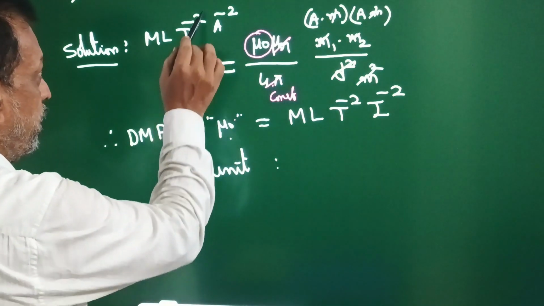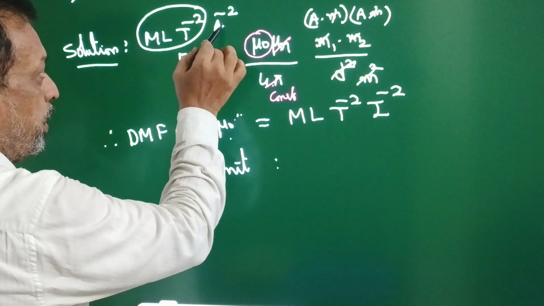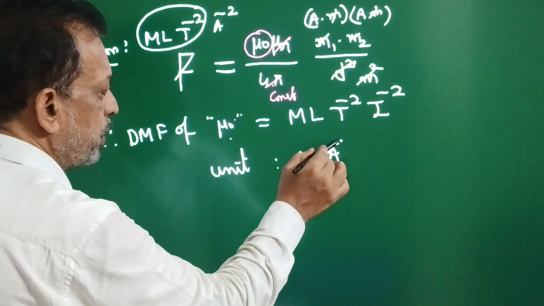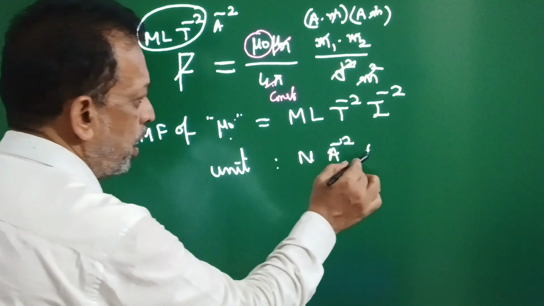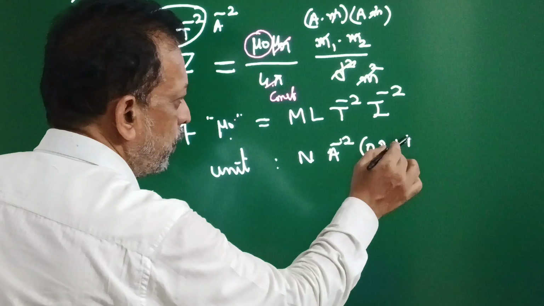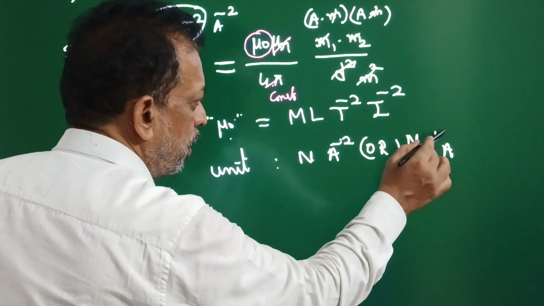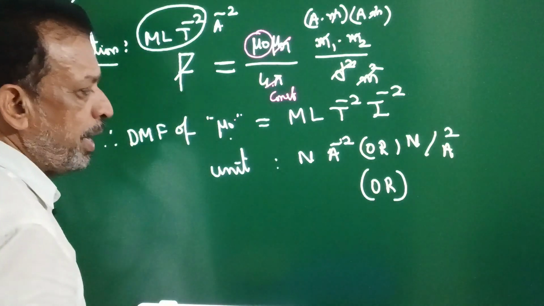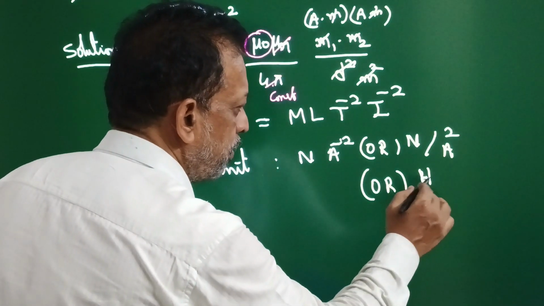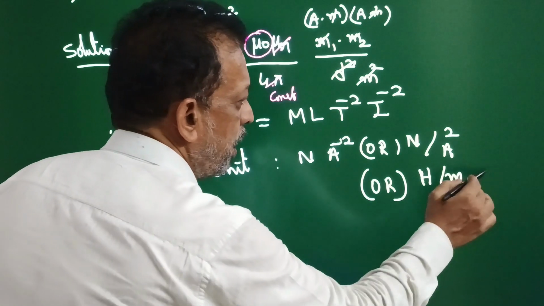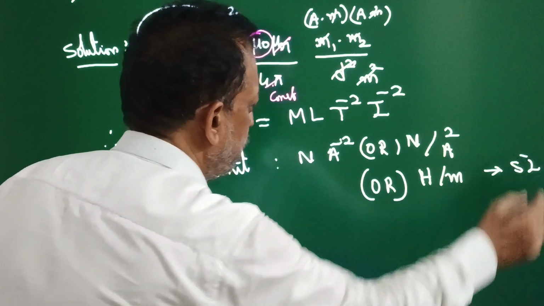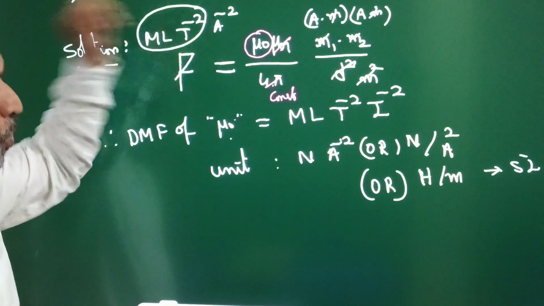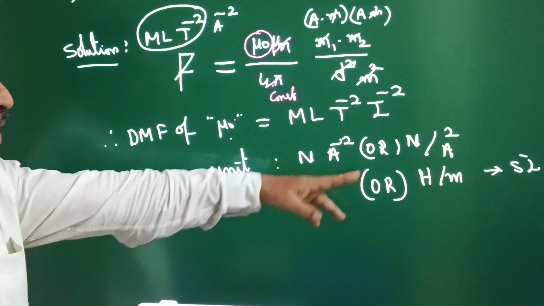Yes, this is the Newton, this is the force, this is the ampere inverse, means Newton per ampere square. Any other unit? Henry per meter. This is all in our SI system. Please copy this. From the formula, it is Newton per ampere square, but another unit is Henry per meter.